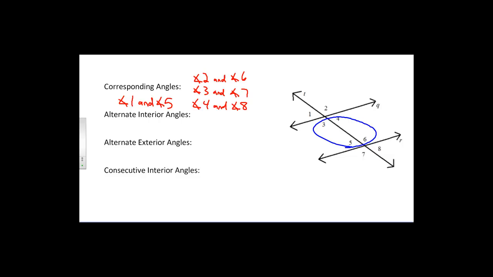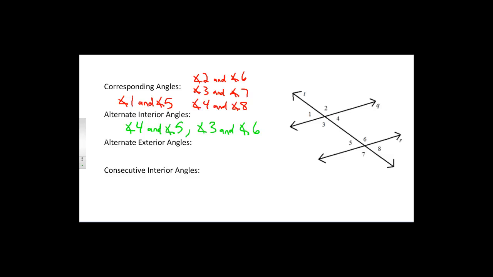Alternate interior angles are ones that are on the alternate side of the transversal and along different lines. So there's two sets here as well. Angles 4 and 5 are one set of alternate interior angles. Angles 3 and 6 would be the other set.